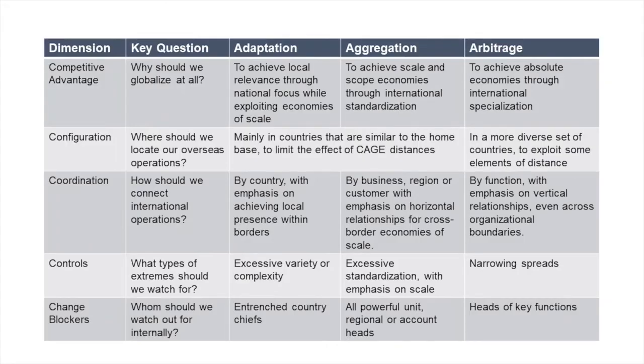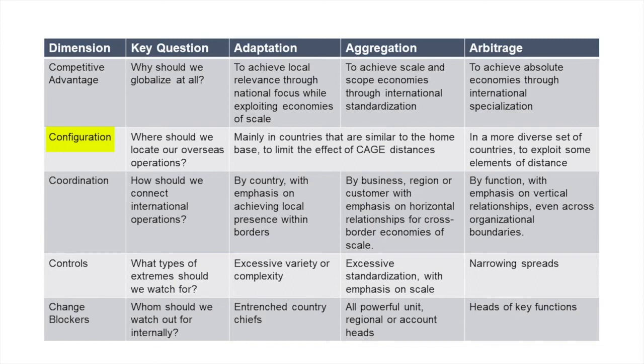Okay? If we start to disentangle these more, we have this table that's reflected on the next 2 slides about what's our competitive advantage, what kind of questions we ask, and then how we achieve it through these different dimensions, right? So we can think about what's our competitive advantage. Should we be globalizing? If we are globalizing, what strategy do we implement across these different dimensions with respect to adaptation, aggregation, arbitrage? Then what's our configuration of our company? Do we operate in similar companies? Do we operate in different countries? Where should we locate our overseas operations? What kind of coordination do we have? How should we connect these operations? What kind of controls do we have?